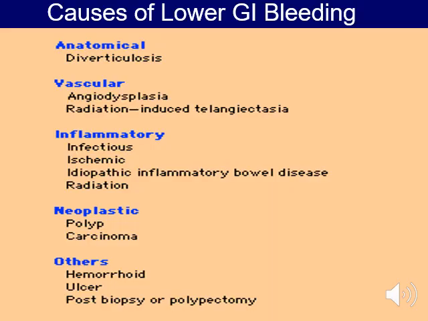Then the causes of lower GI bleeding. Lower GI bleeding usually has some peculiar causes: diverticulosis, which is anatomical diverticula of the wall, angiodysplasia, radiation-induced telangiectasia, as well as inflammatory causes like infection, dysentery, amoebic, bacillary, or ischemic colitis, or IBD, in addition to polyps, as well as carcinoma, or others like hemorrhoids.